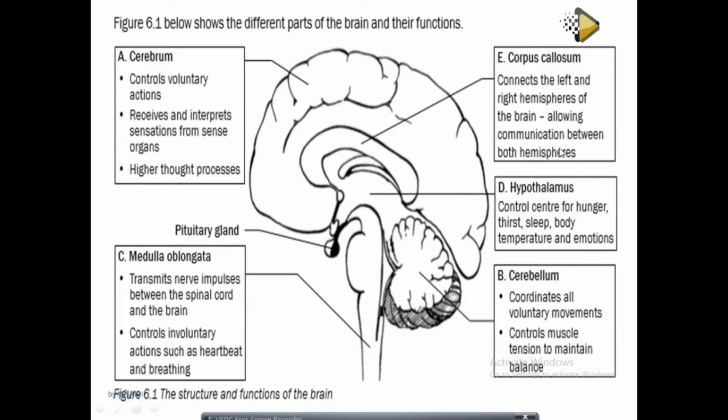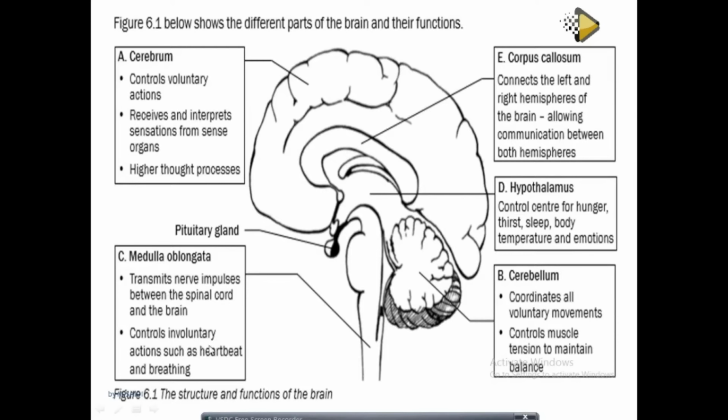Then another big part of the brain is medulla oblongata. Medulla oblongata is very important. It's found here down towards the spinal cord. Sometimes students confuse medulla oblongata with the spinal cord, but the medulla oblongata is towards the pons. So medulla oblongata transmits impulse between the spinal cord and the brain. Since it is a junction between the brain and the spinal cord, it allows the information, electrical message to come from the spinal cord to the brain, and also controls involuntary actions.